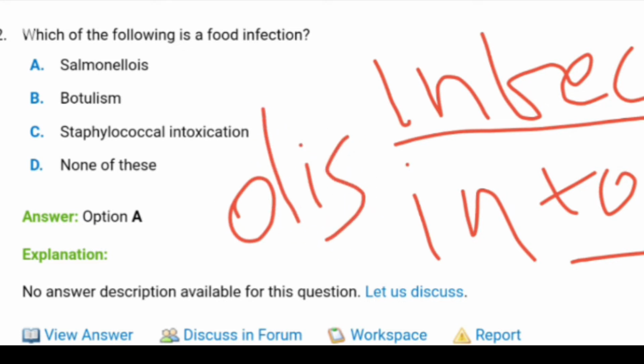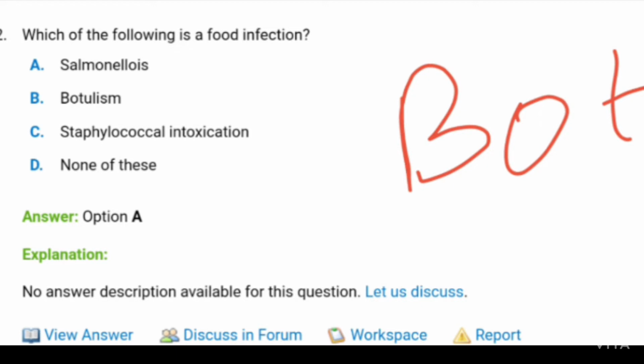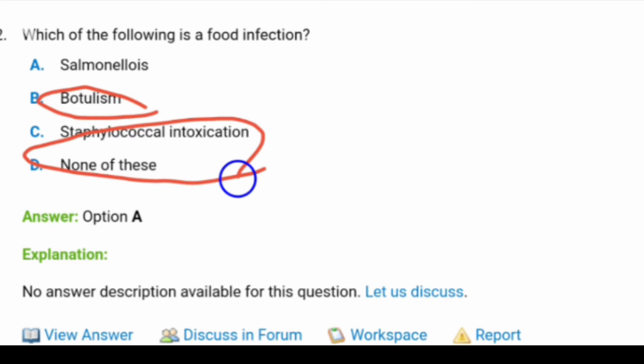So the basic difference is that in one, a toxin is involved. For example, in botulism, a toxin secreted by a bacterium is responsible, and the name of that toxin is botulinum. We discussed it just previously. So we call that intoxication. But when we look at food infection, it is different. Botulism is a type of intoxication, and staphylococcal intoxication is also due to one toxin, but salmonellosis is not due to a toxin. It involves a microorganism called Salmonella, which is commonly found in poultry and birds.